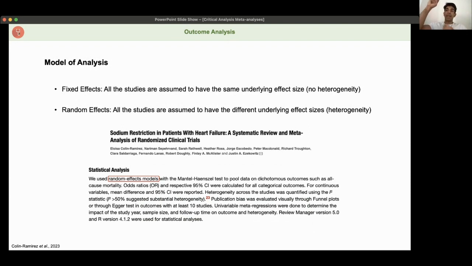That study is assuming that every single one of those 100 randomized controlled trials has, let's say, a risk reduction of 0.8. Okay, they all have the same underlying effect size. But a random effects model suggests that all the studies have different underlying effect sizes, which means one study might be 0.8, one might be 0.9, one might be 0.7, and so on. And the one that should be used in 90% of circumstances is the random effects model, because all studies will have something slightly different in them.